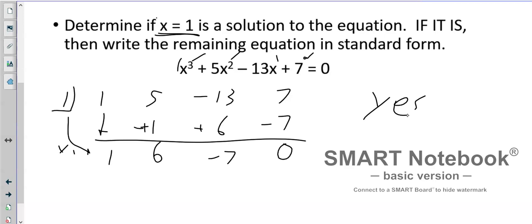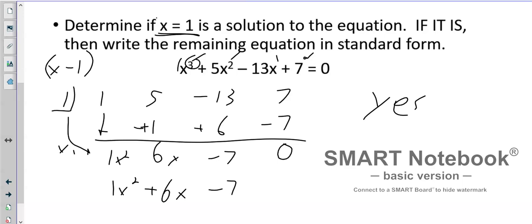Now, if you think a little bit further, 1 comes from x minus 1. That means that's one of the factors. All right. And since we start with an x cubed, this becomes x squared. So 1x squared plus 6x minus 7 is just that. And that is it. Okay.